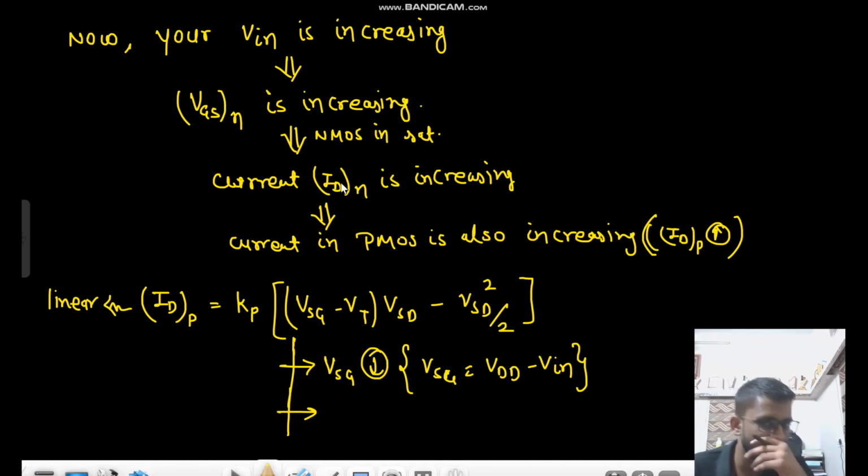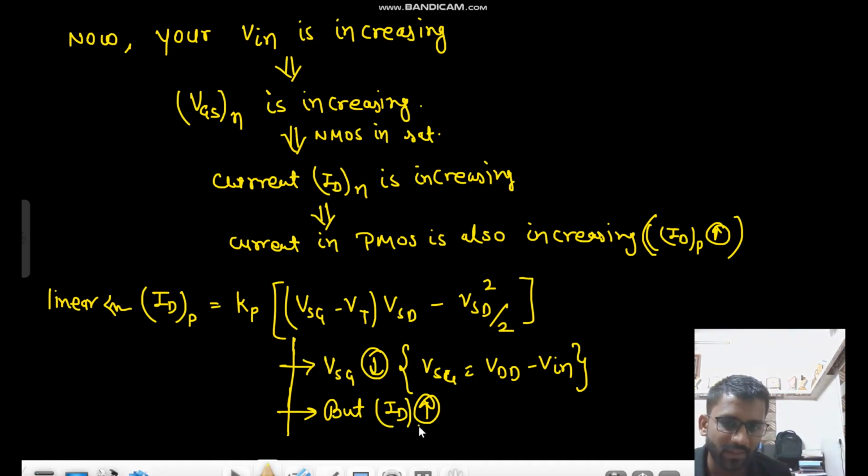But your current is increasing, right? Here we saw that the current in NMOS is increasing, that means the current in PMOS has to increase as well, but your VSG is decreasing, so what has to increase? VSD has to increase, right? Because this is in deep linear region, just ignore the VSD square by 2 factor, because VSD is very small. So if VSG is decreasing but ID in P is increasing, that means your VSD has to increase.